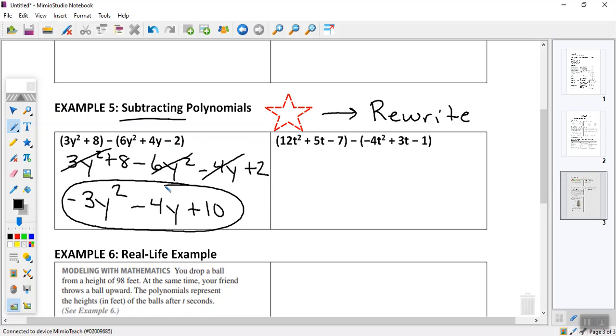Again, I might rewrite it. Do I need to change anything in this first trinomial? Why am I changing everything in the second trinomial? Because we are doing what operation? Subtraction means kind of do the opposite, add the opposite. So plus 4t squared. I would rewrite it like that and then try to combine like terms at that point.